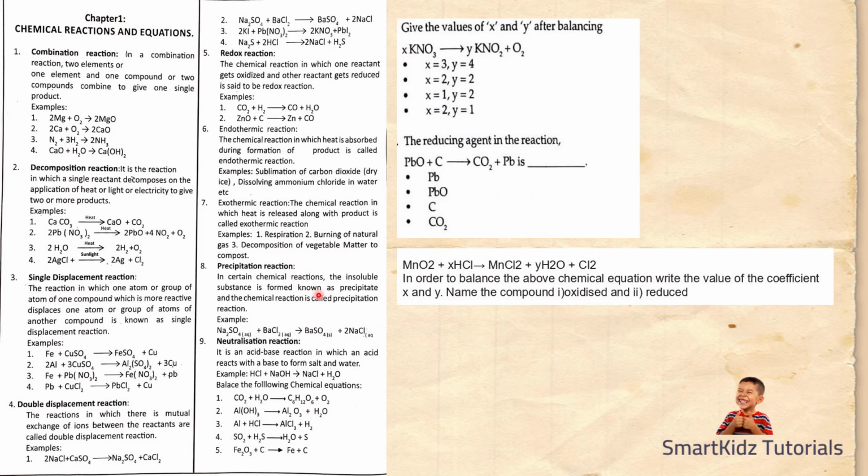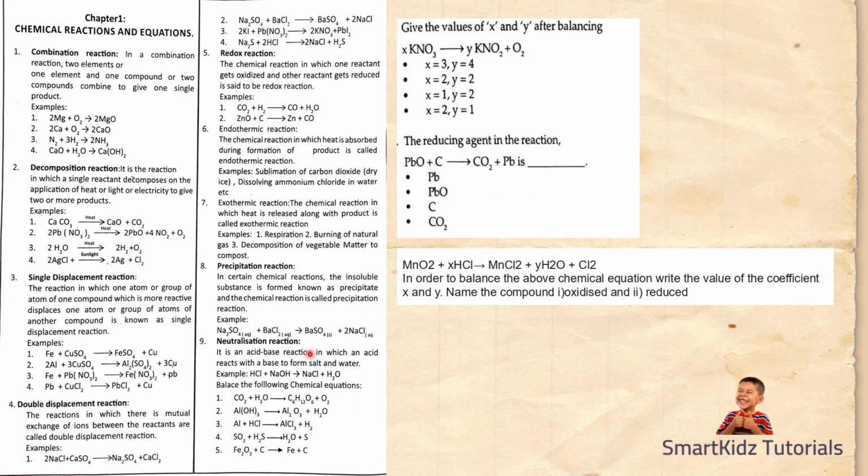Then we have precipitation reaction. Precipitation reaction means a precipitate is formed. What is a precipitate? A precipitate is an insoluble substance that is formed. So when two things are mixed, like the example given here, sodium sulfate mixed with barium chloride, the precipitate that is formed is barium sulfate. It will be a white-colored precipitate which is insoluble. The precipitate can either float on top, or it will sink to the bottom. That is a precipitate.